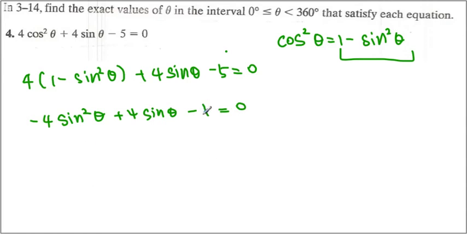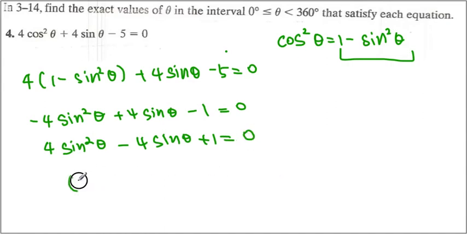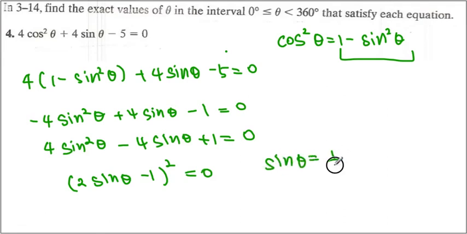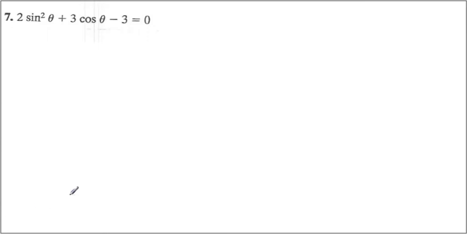Now if you multiply everything by negative, we end up having 4 sine squared theta minus 4 sine theta plus 1 equals to 0. And you can factor this one. That's right. We'll end up getting 2 sine theta minus 1 squared is equal to 0. This tells us that sine theta has to be equal to 1/2. Then for what value of angle would you have sine ratio to become 1/2? When the angle is 30 degrees or 150 degrees.